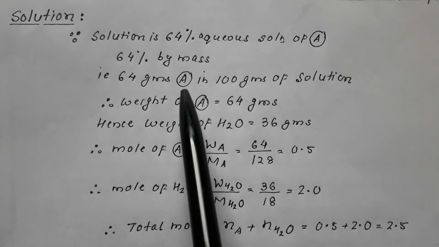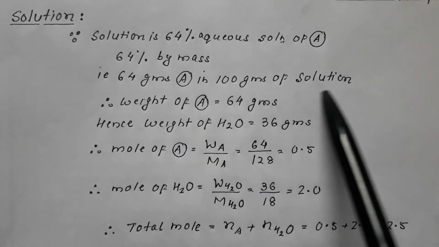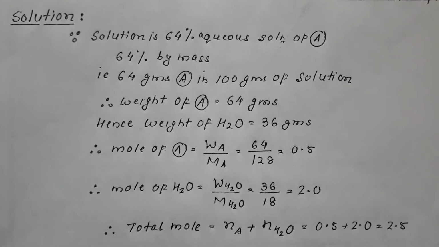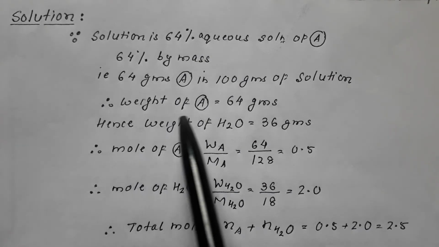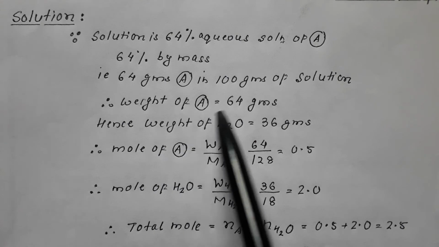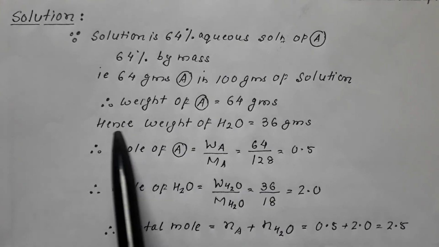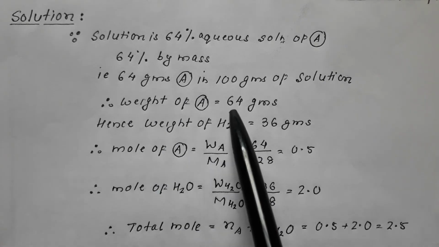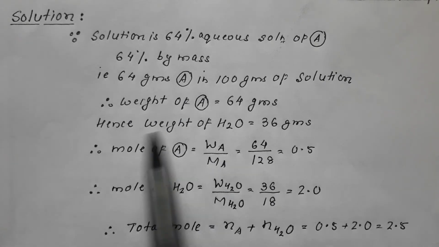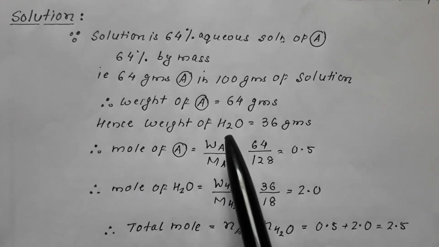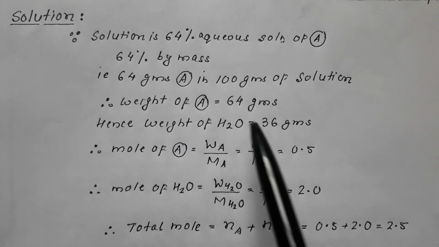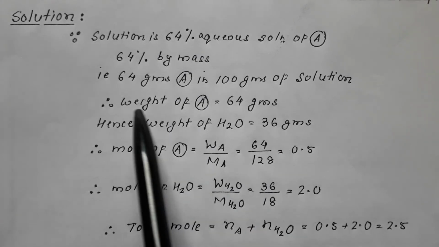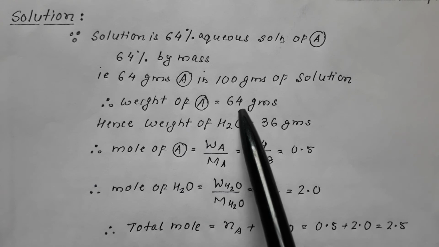64 grams of A is present in 100 grams of solution. Therefore, what would be the weight of A? The weight of A is 64. Therefore, the weight of water would be 100 minus 64, that is 36.